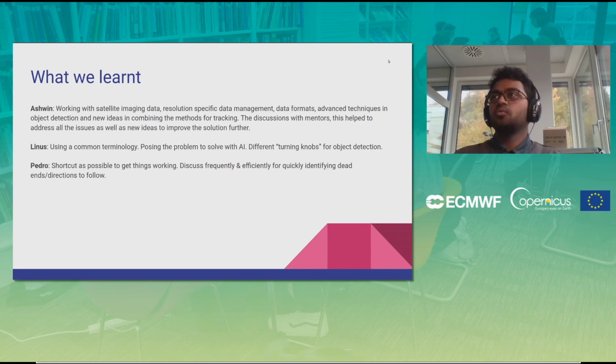We also had to work with advanced techniques in object detection, and we formed new ideas on how to combine them and how we can go for tracking. And the most important thing is the discussions with mentors, which helped to address all the issues that we had, and also provided new ideas on how we can improve this further. And below are the learnings from my mentors.